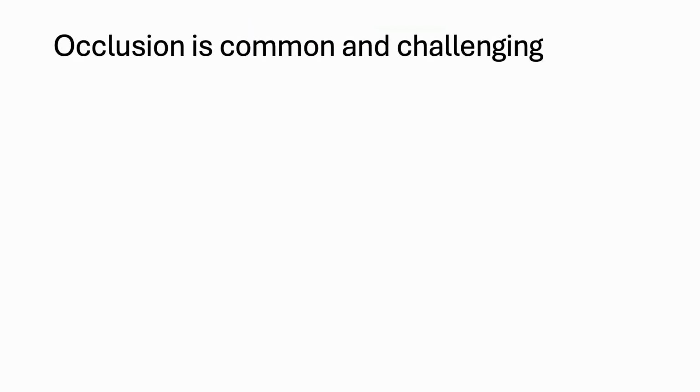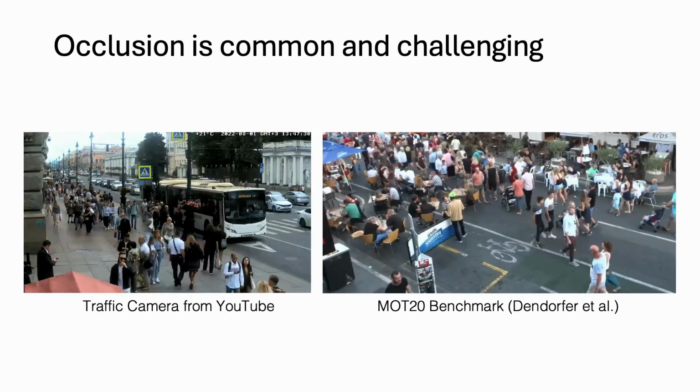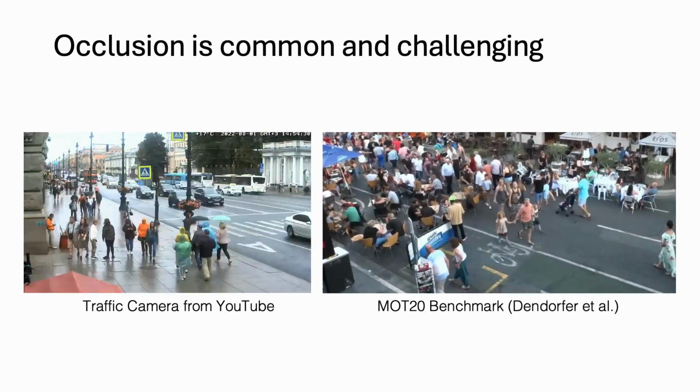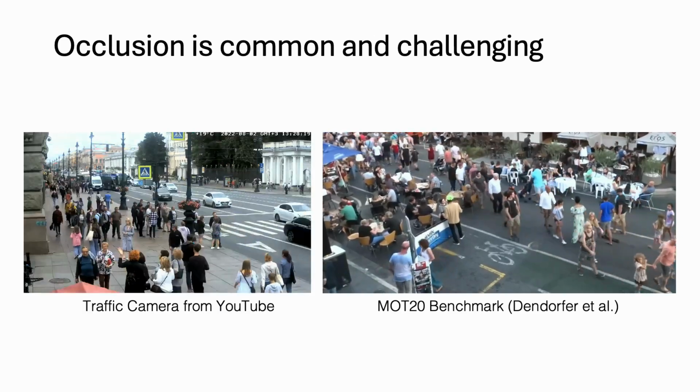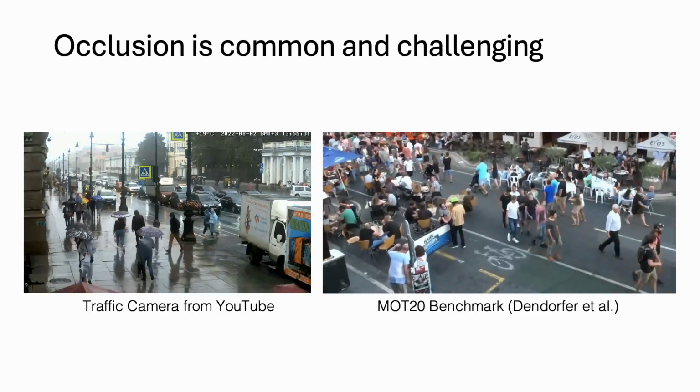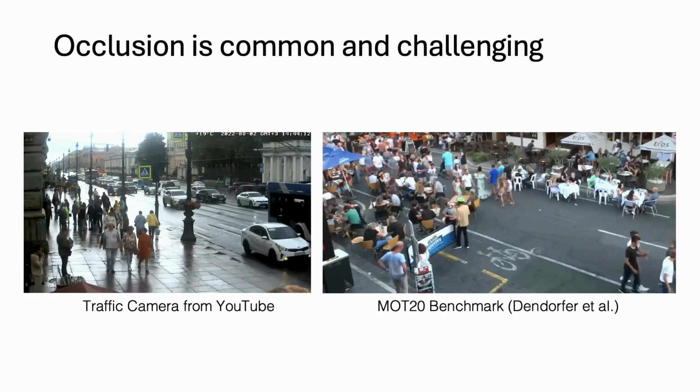I want to start by acknowledging that we have come a very long way in scene understanding, as you can see in recent years. But even with all this progress, occlusion is still a big challenge. In almost any urban traffic scene, you'll see all kinds of occlusions, whether it's between people or between people and vehicle.